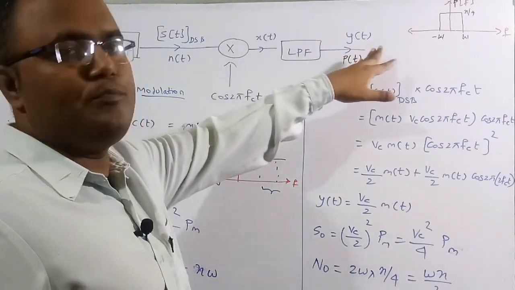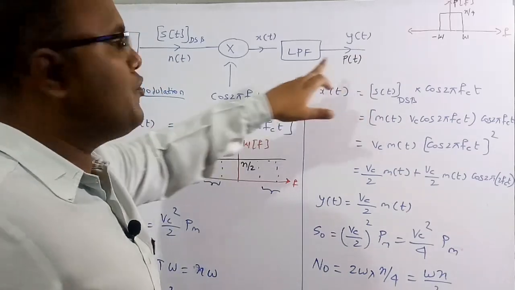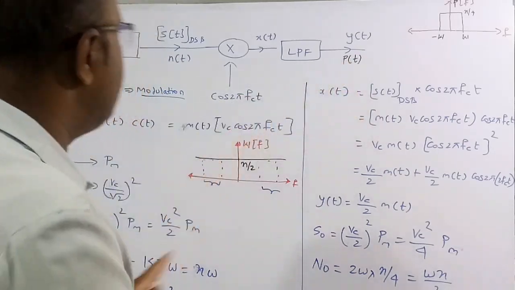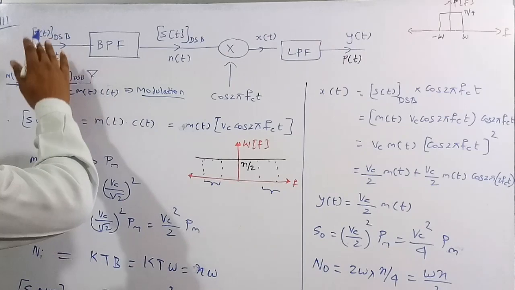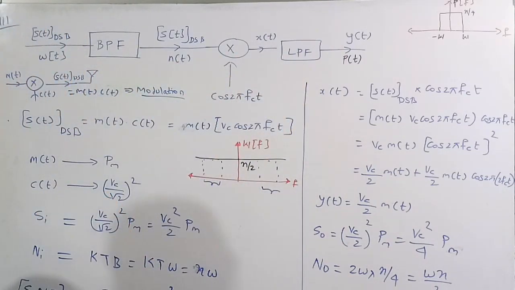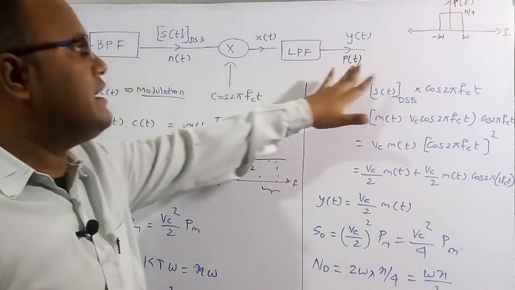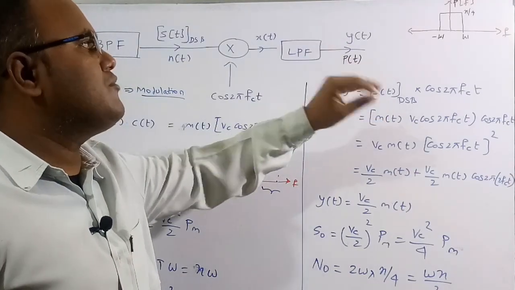Then we are going to get the output. That output is y of t, and some amount of noise is also present at the output. So basically the noise is present at each and every step, but the quantity is going to get reduced. Initially the noise is W of t, later the noise is N of t, and finally the output signal has some amount of noise, which is P of t.